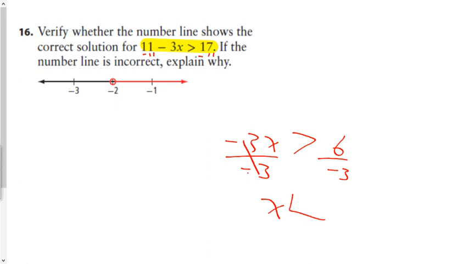Because I divided by negative 3, I get x less than negative 2. So all values less than negative 2. This has all values greater than negative 2. Is the number line incorrect? Yes, it is. What did they do? They probably forgot to flip their sign.